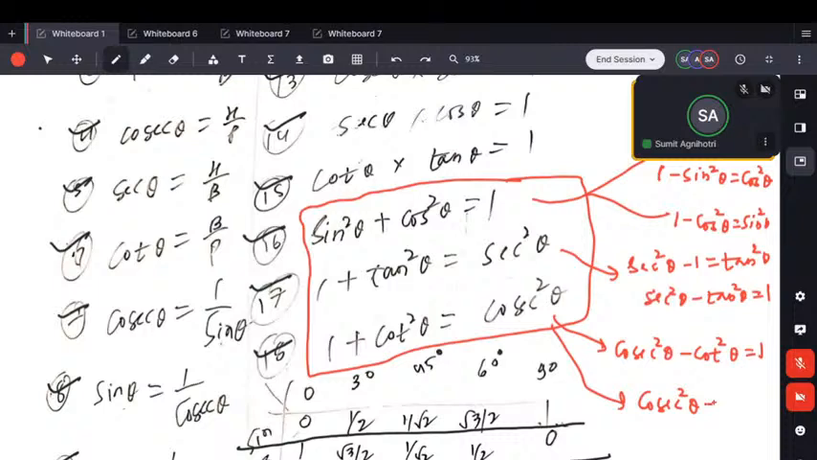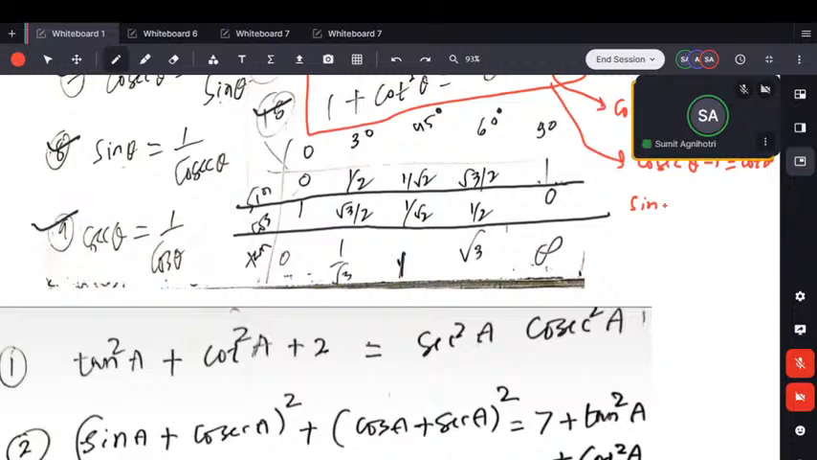Then there is a table that you need to follow. Sine 0 is 0, cos 0 is 1, sine 30 is half, sine 45 is 1 by root 2, sine 60 is root 3 by 2, sine 90 is 1. I have already told how to form this table. You today just try to remember these values. Similarly, cos 30 is equal to sine 60, because we remember these identities as well.